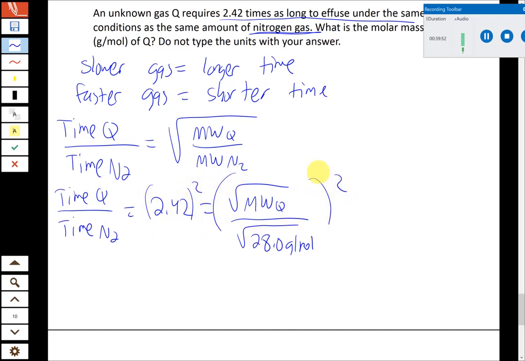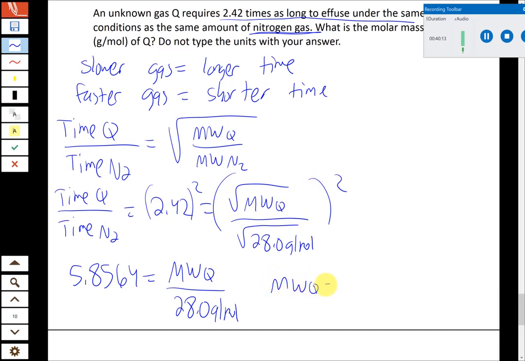So 2.42 squared is 5.8564, and that's going to be equal to the molar mass of Q over 28 grams per mole. All right, if we square the square roots, we just get rid of the square root signs. And so that means the molar mass of our unknown Q is going to be that number of 5.8564 times the molar mass of N2. So it's going to be 164 grams per mole to 3 significant figures.